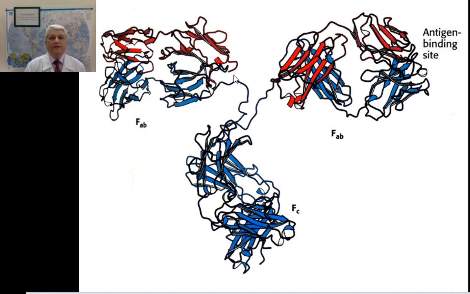But here you can see why the hinge region is so flexible. Look, because in the hinge region there are no real domains, and these polypeptide chains allow the molecule to be flexible in this place. I repeat once more, and you must write this, it is very important, that the main type of secondary structure of immunoglobulins is beta structure.